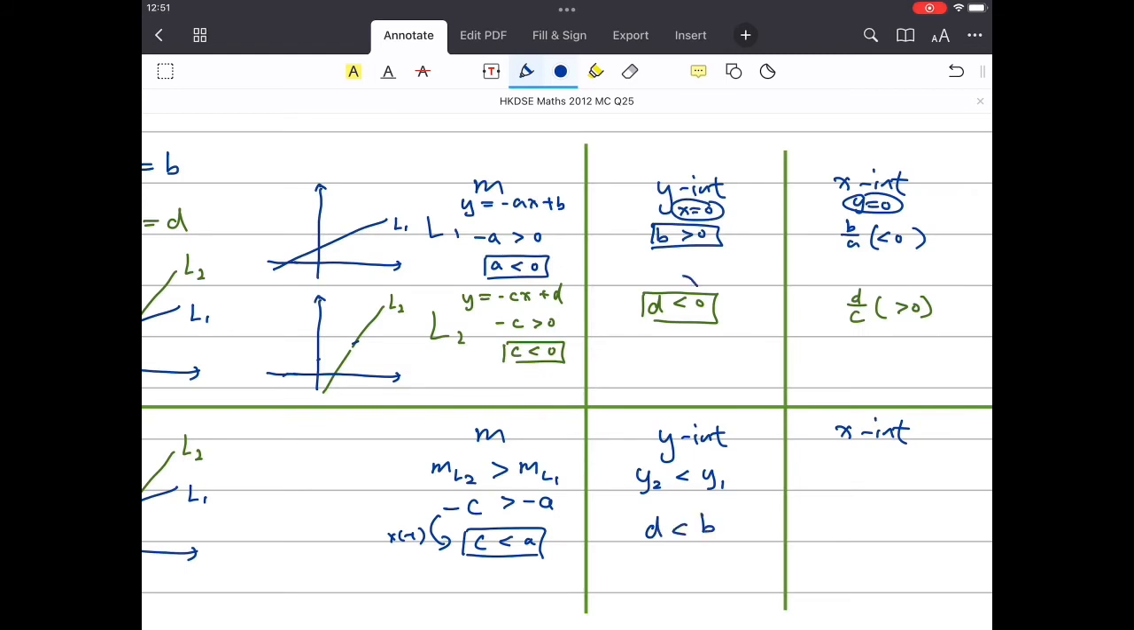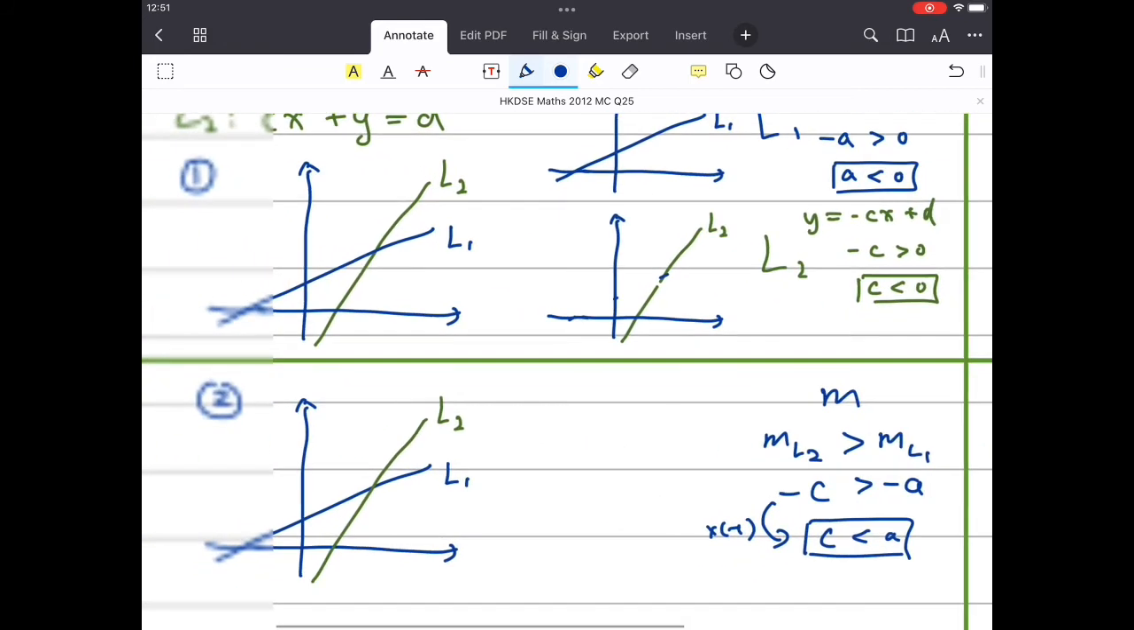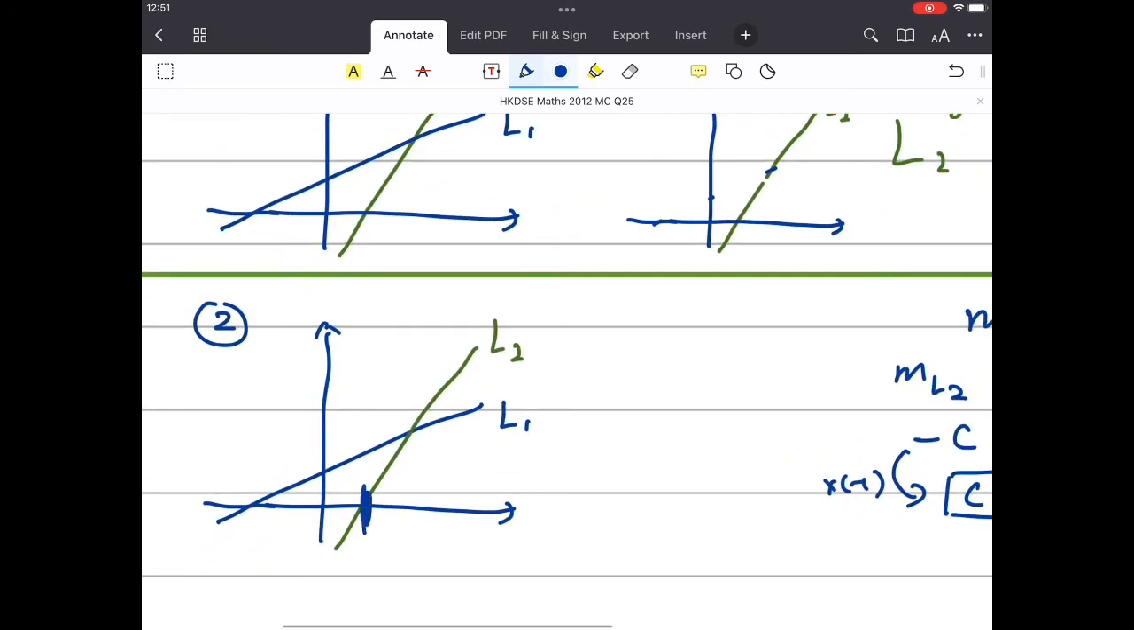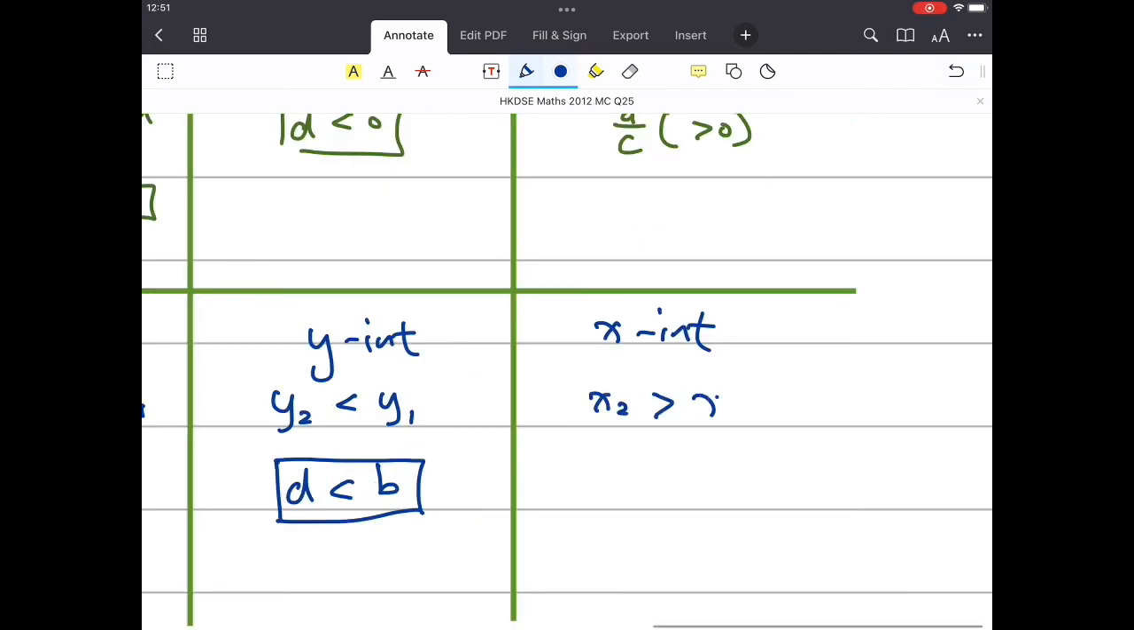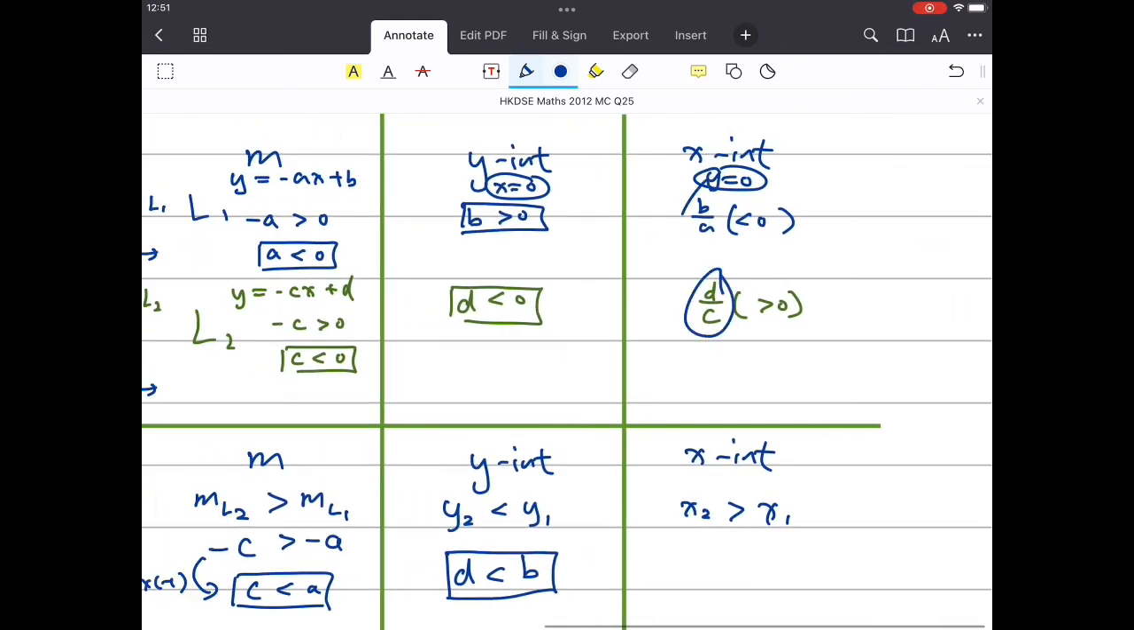But actually, this result is too obvious as d is smaller than 0 and b is greater than 0. Anyway, we can find it by comparing the y-intercepts. Finally, we compare the x-intercepts. From the diagram, you can see that the cutting point of L2 is on the right-hand side of L1. Therefore, x2 should be greater than x1. We copy the x-intercepts from above. d over c should be greater than b over a.